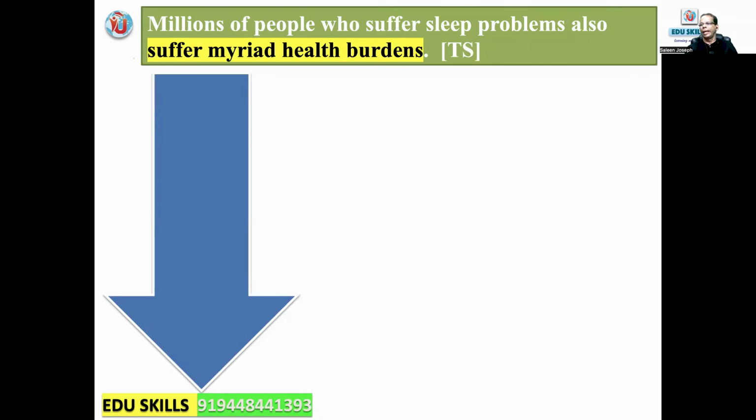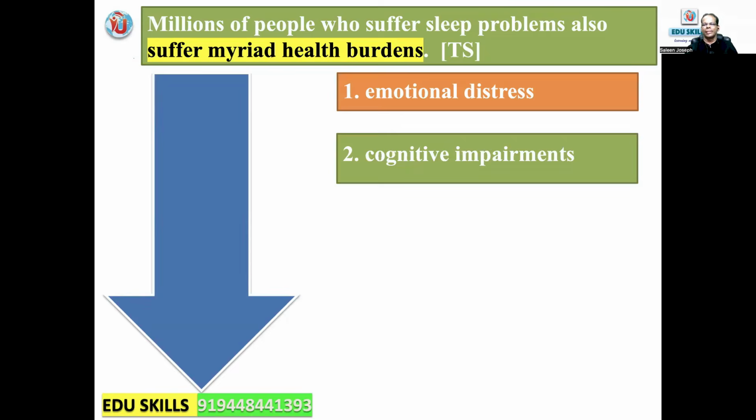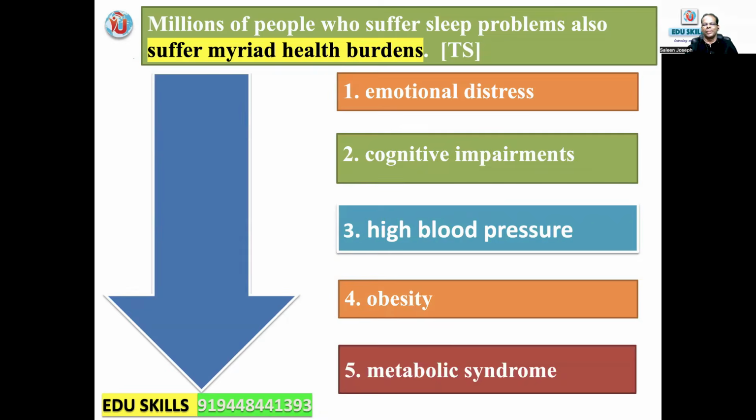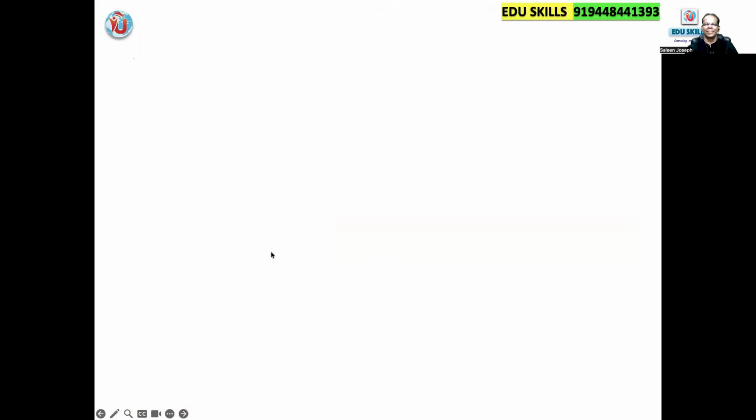Health burden means health problems. Topic sentence: health problem. What are the health problems? Emotional distress, cognitive impairments, high blood pressure, obesity, metabolic syndrome. That is 1, 2, 3, 4, 5. Beautiful. Effects of sleep deprivation. So first is sleep deprivation. Effects are these 5.